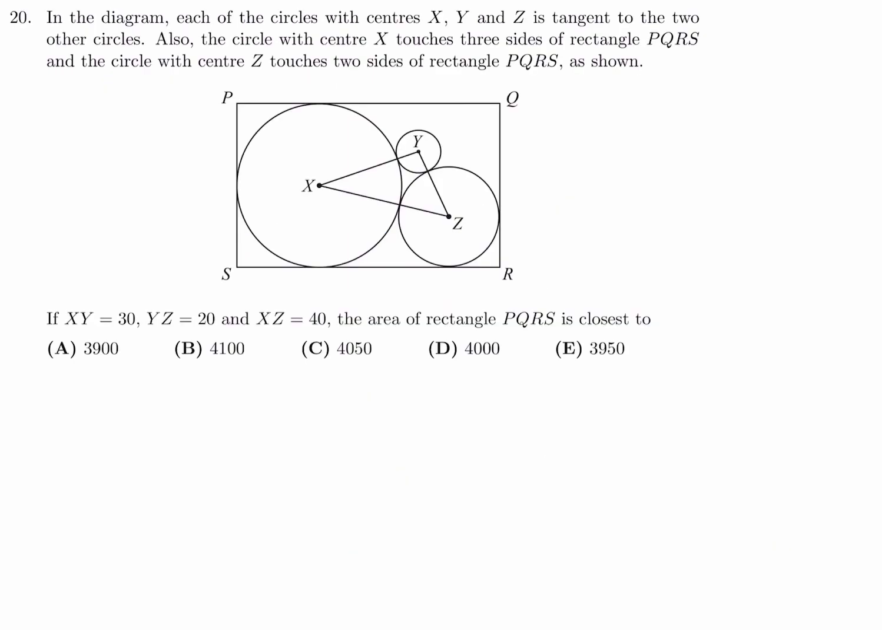In the diagram, each of the circles with centers X, Y, and Z are tangent to the two other circles. Also, the circle with center X touches the three sides of the rectangle PQRS, and the circle with center Z touches two sides of rectangle PQRS as shown. If XY is 30, YZ is 20, and XZ is 40, the area of the rectangle PQRS is closest to.